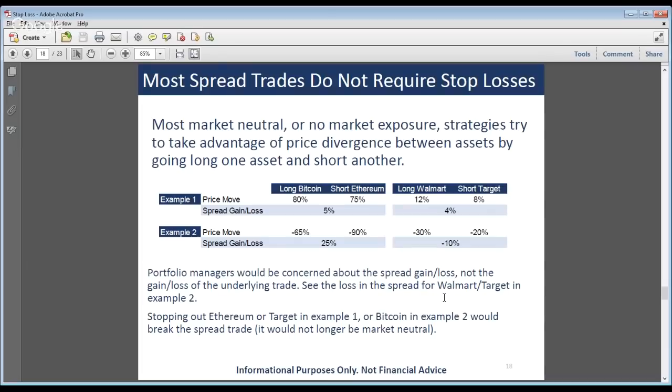Then I'm no longer market neutral. I have a very distinct market bias. In this case, the market bias was very, very positive. But that wasn't my intention in the trade. So you certainly do not want to stop out the trade.